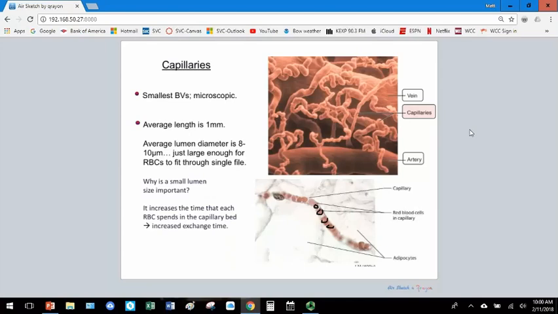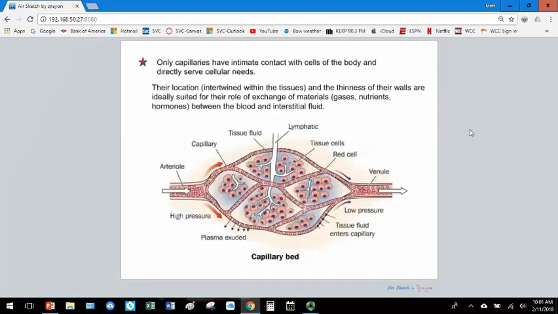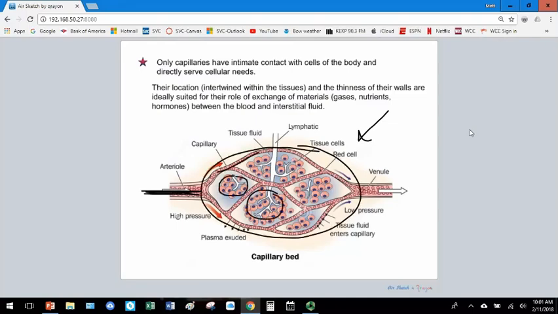So why is that good? Why is it good to have them fit through single file instead of having a large vessel like that where you have a bunch of them going through at one time? And the answer to that is it increases the time that each red blood cell spends in the capillary bed, so it increases exchange time. So only capillaries have intimate contact with the cells of the body and directly serve their cellular needs. And you guys have seen this before, and that's illustrating it. Here we have an arteriole which feeds the capillary bed, single file red blood cells coming through, and these are all the cells of the body that these are exchanging materials with.